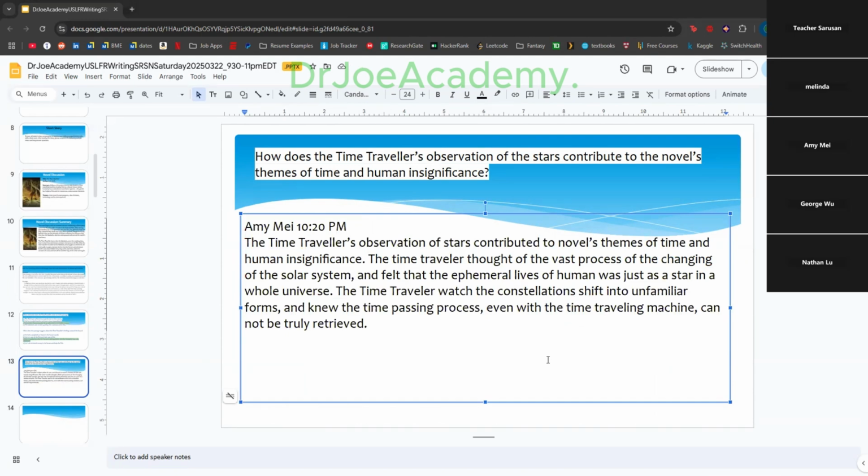The time traveler's observation of stars contributed to the novel's themes of time and human insignificance. The time traveler thought of the vast process of the changing of the solar system and felt that the ephemeral lives of humans were just like a star in the whole universe. The time traveler watched the constellations shift into unfamiliar forms and knew the time passing process, even with the time traveling machine, cannot be truly retrieved.